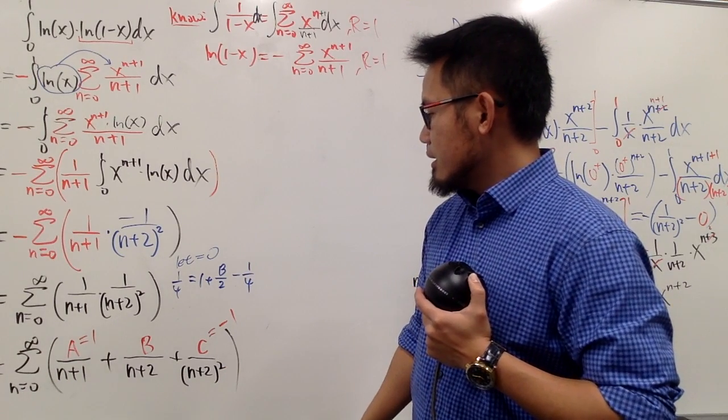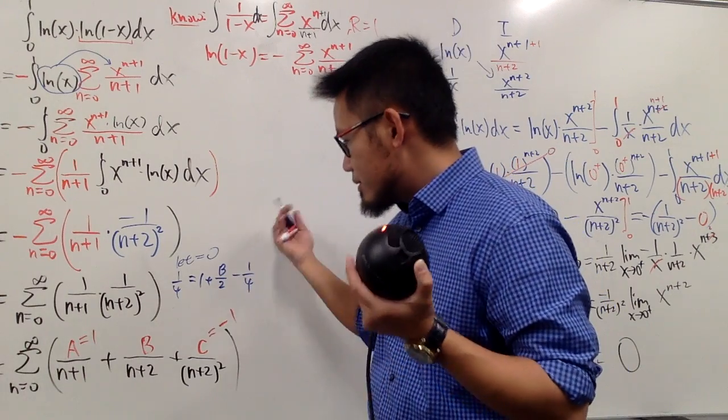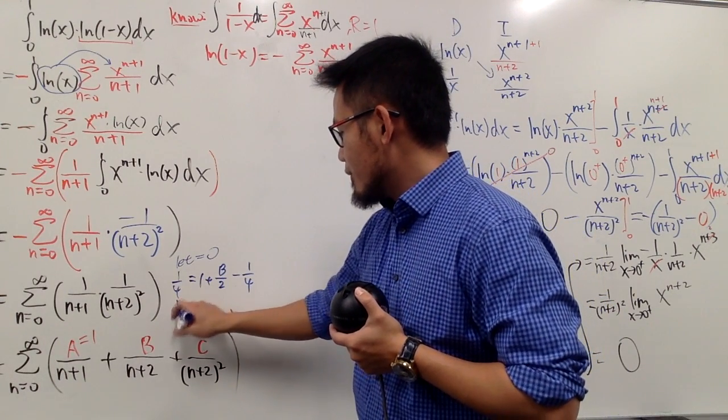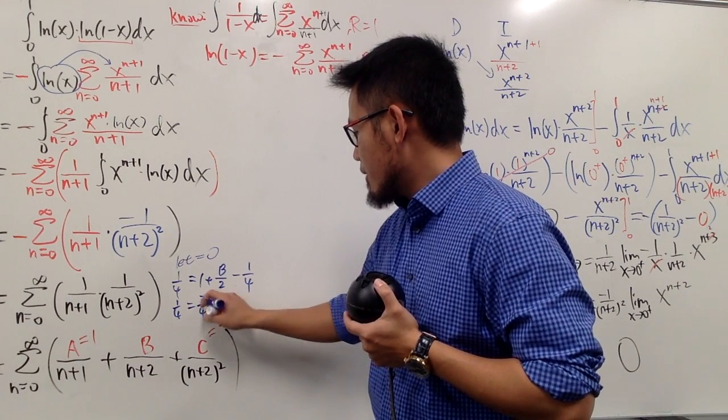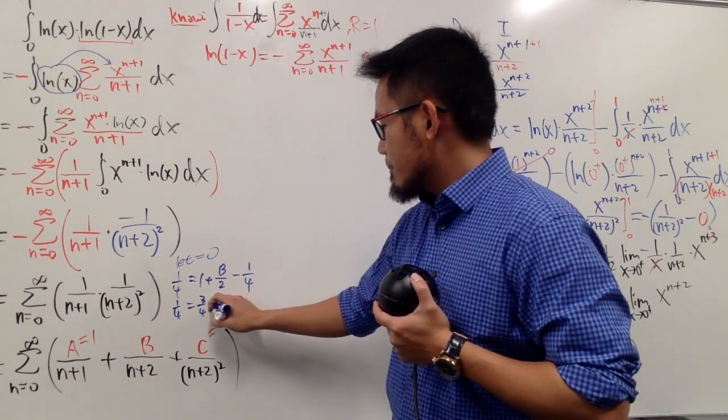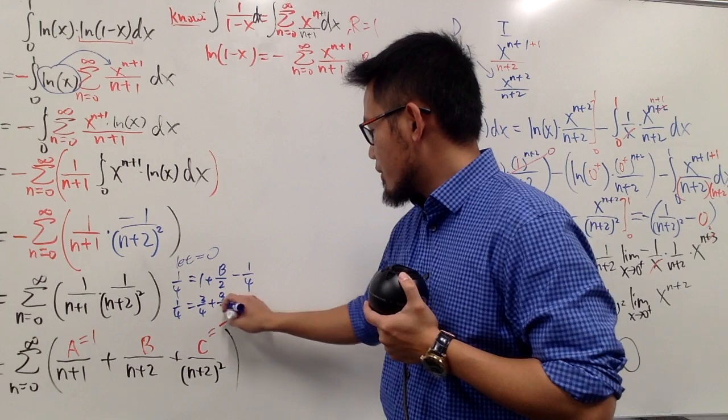And if you do more work, depends on how you want to do it. This is 1 over 4, and this is equal to plus 3 over 4, right? This minus that, and then plus b over 2.